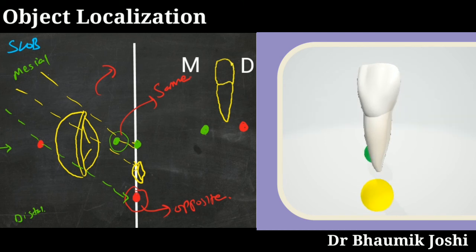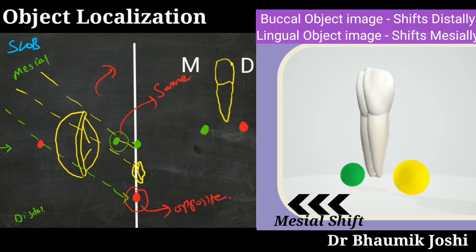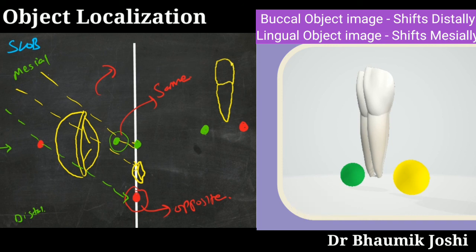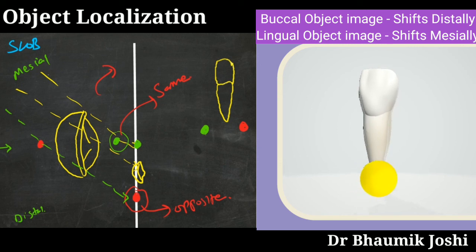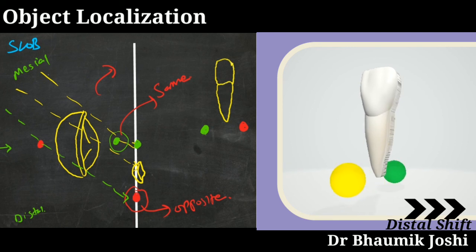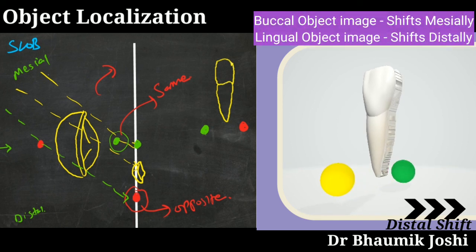Now here you can see two objects, one present buccally and one present lingually. Let's say we are shifting the tube to the mesial side. On shifting the tube to the mesial side, this is the image we will get, where the buccal object will shift distally and the lingual object's image will shift mesially. This holds true even for the tube shifted in the opposite direction, that is, to the distal side. On shifting the tube distally, the same Slob rule will be followed, where the buccal object will move mesially and the lingual object will move to the distal side.